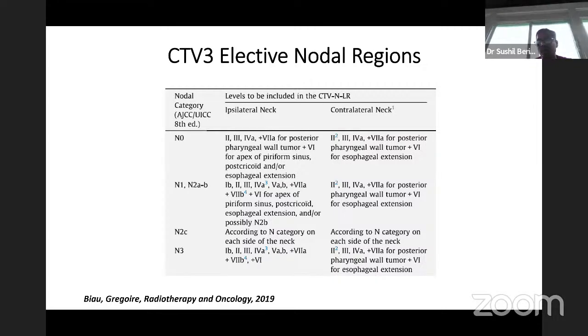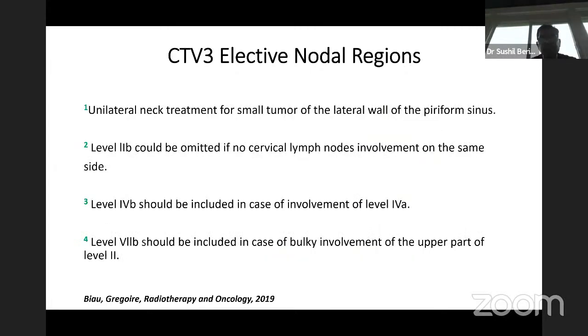The 2, 3, 4A nodes are at similar risk. And again, 5A and retrostyloid node you include for bulky level 2 or if there is nodal disease. So that principle is the same. And we talked about it: level 2 could be omitted if there is no cervical node on the same side. Level 4 should be included if 4 is involved. And 7B should be included like the retrostyloid node if level 2 is bulky.